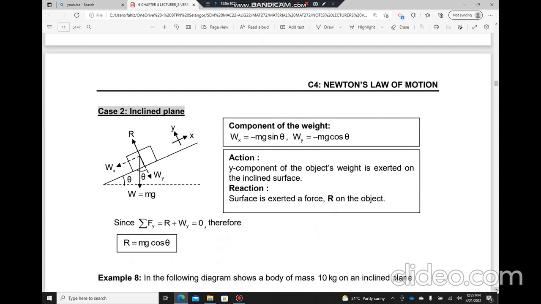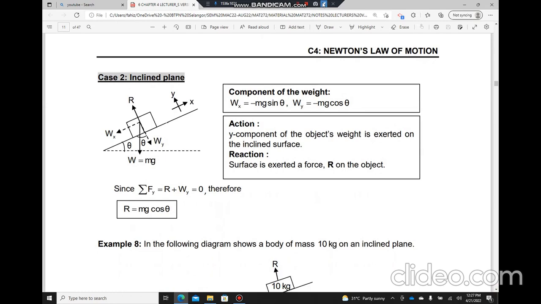Okay, so second case, inclined plane. Bila kalau awak tengok kedudukan dia ada satah condong, dia akan ada theta dekat sini. Yang ni kita dah tengok dalam chapter 2. So component of the weight, dia akan ada dua lah kat sini. Wx negatif mg sin theta. Y negatif sebab kalau awak tengok kat sini dia satah x yang negatif. So negatif mg sin theta and then Wy is negatif mg cos theta.